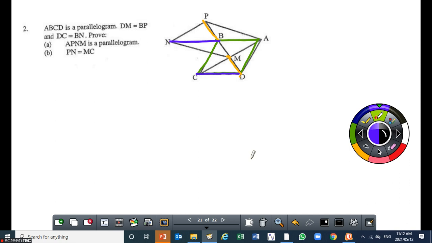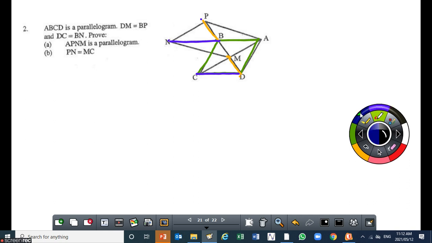Alright, so let's prove that APNM is a parallelogram. That's what you're supposed to prove. Now, this is quite interesting, because I'm going to prove it using the diagonals. I'm going to use the diagonals, so that will be the easiest approach.